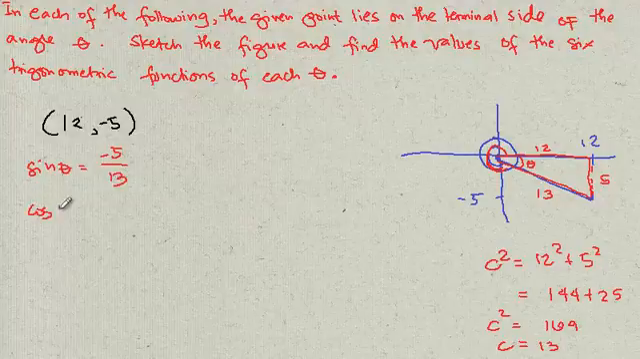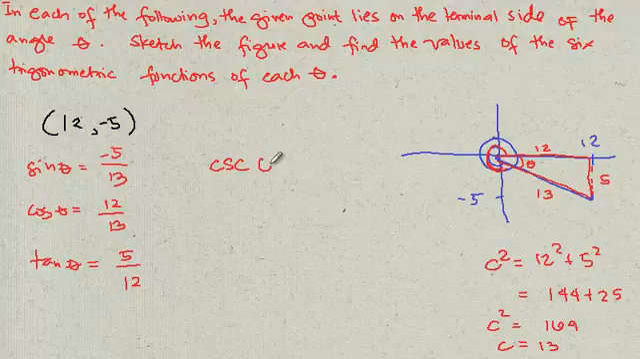Cosine theta will simply be, well, adjacent. That's 12 over 13, the hypotenuse. Tangent theta will simply be opposite, that's 5 over adjacent, that's 12. Then the reciprocal of sine will simply be cosecant theta. If it starts with s, the reciprocal starts with c, so that's the idea. So that will just be 13 over 5, or I just put the negative here, in the denominator.